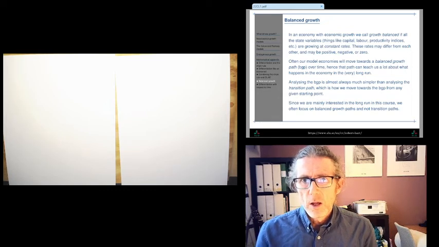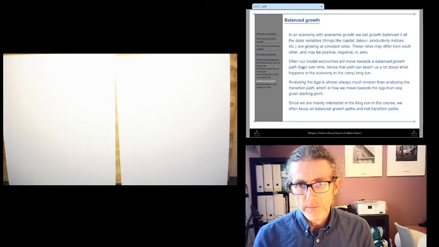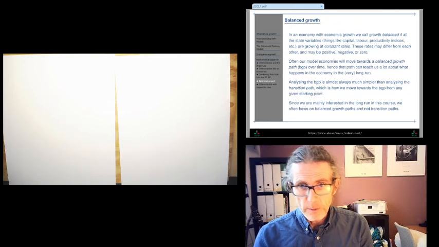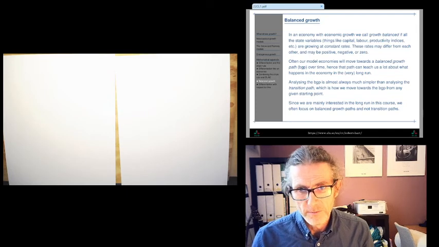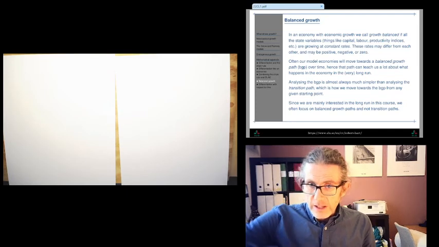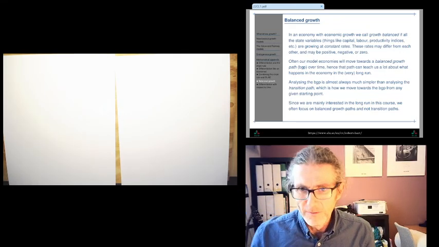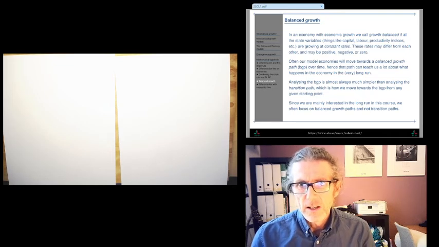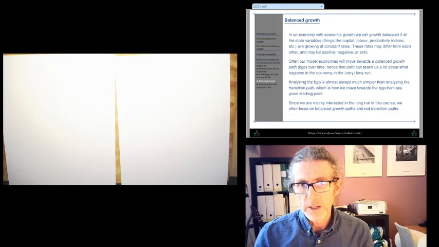Okay. Often, our model economies will move towards a balanced growth path, BGP, over time. And often they might well approach that path. From any given starting point, they might be pretty close to it after 10, 15, 20 years. And then they stay close to it or get ever closer for the rest of time in the model. Hence, the BGP can teach us a lot about what happens in the economy in the long run. If we're interested in the long run, the BGP is good enough, basically.